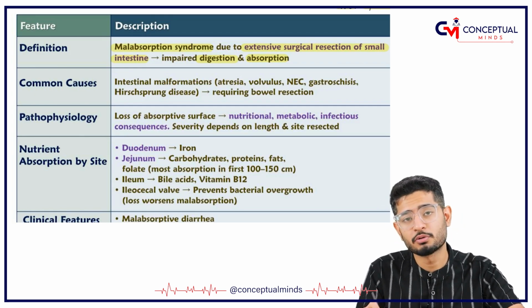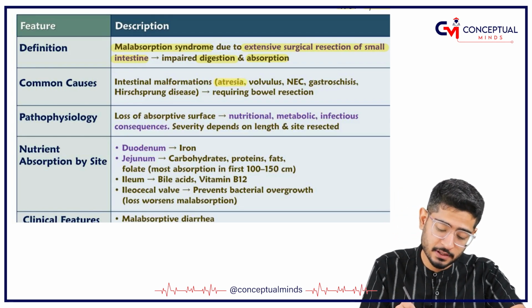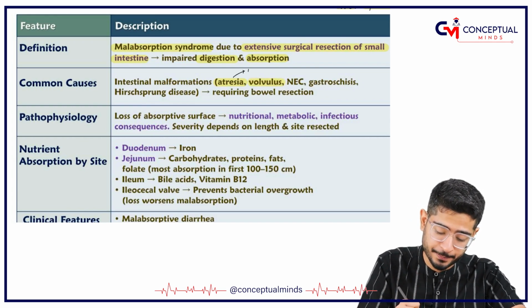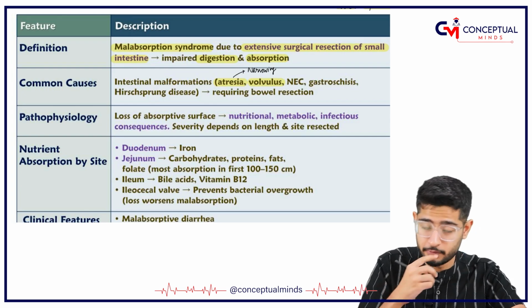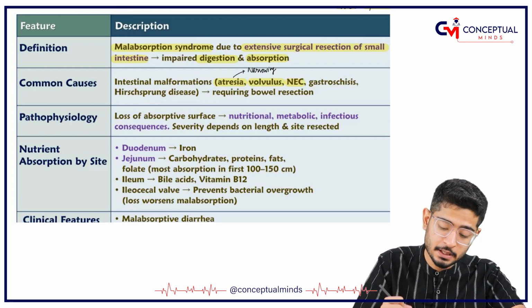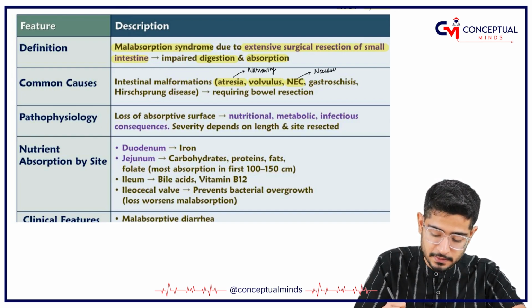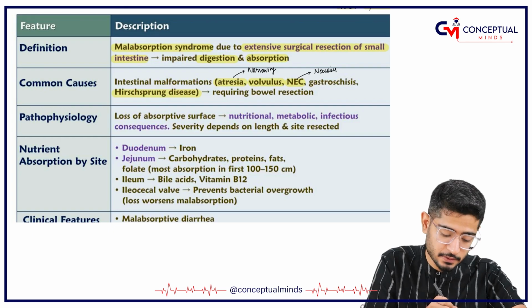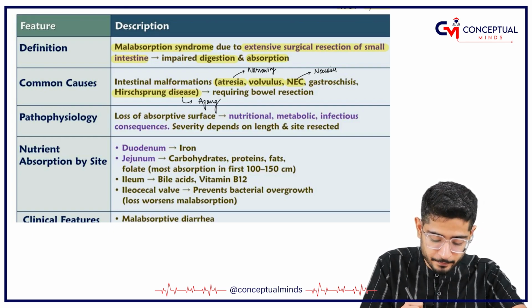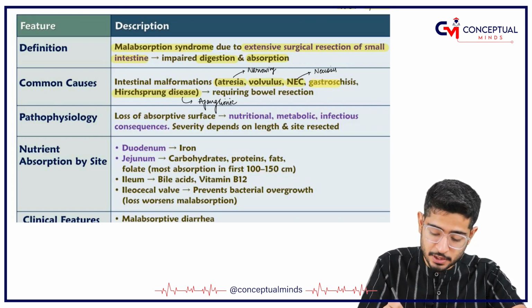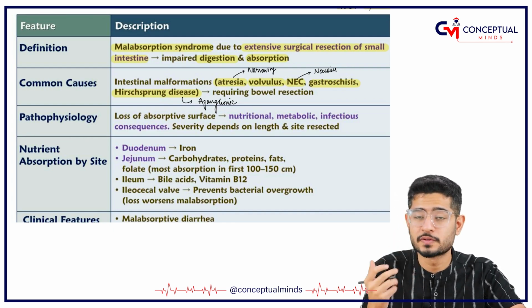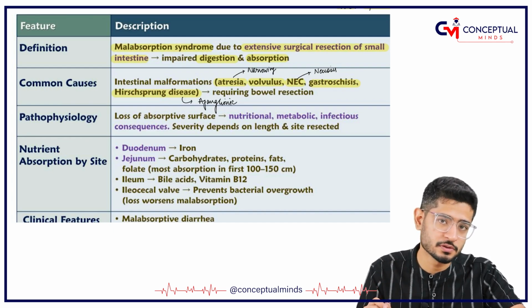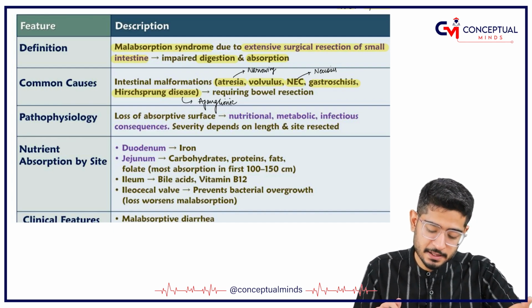What are the conditions where we are going to resect the small intestine? For example, if there is a small intestine atresia, atresia means narrowing, if there is a volvulus, if we have NEC, what is NEC? Necrotizing Enterocolitis, that means there is necrosis. If there is Hirschsprung disease, we are going to resect the aganglionic part. If there is gastroschisis, some part of the bowel is outside the peritoneal cavity, so you have to resect it and anastomose the remaining ends. So these conditions require bowel resection.